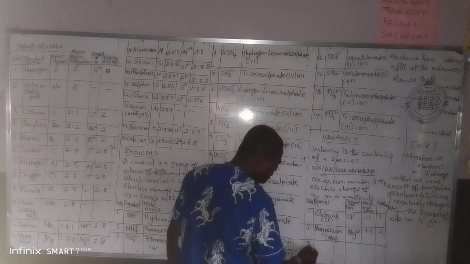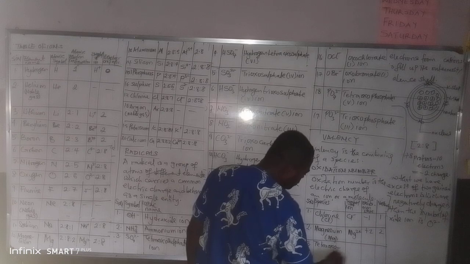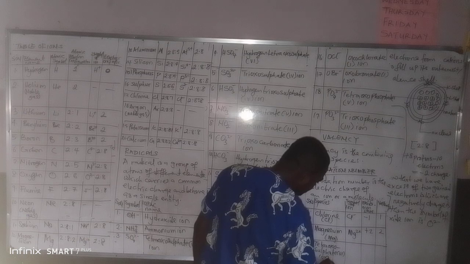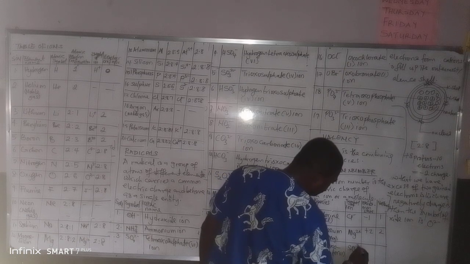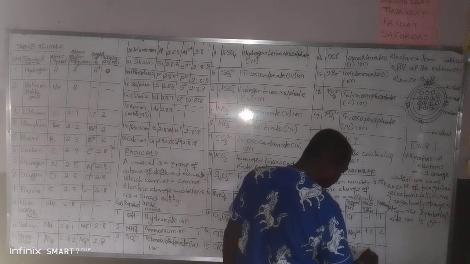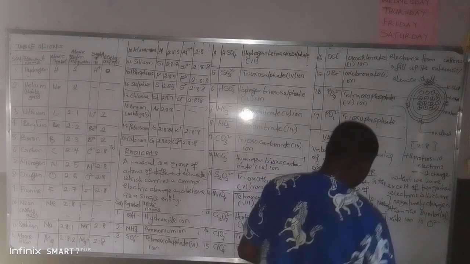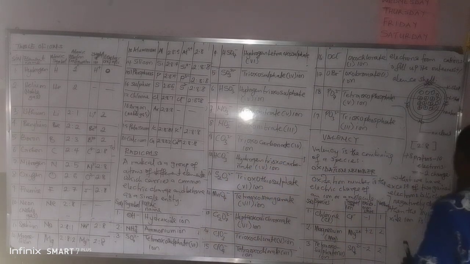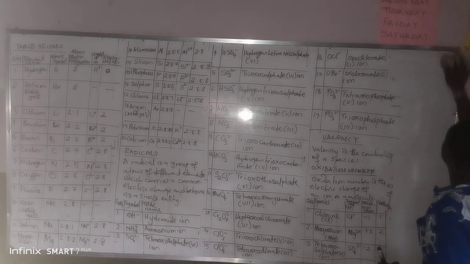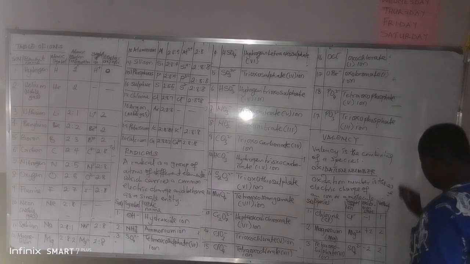Now, number 3, you can have tetraoxosulfate 6 ion. That's SO4 2 minus ion. The oxidation number is minus 2, while the valency is 2. So what do I want to say here? I want to say something very important in this place. Now, this is valency, please.